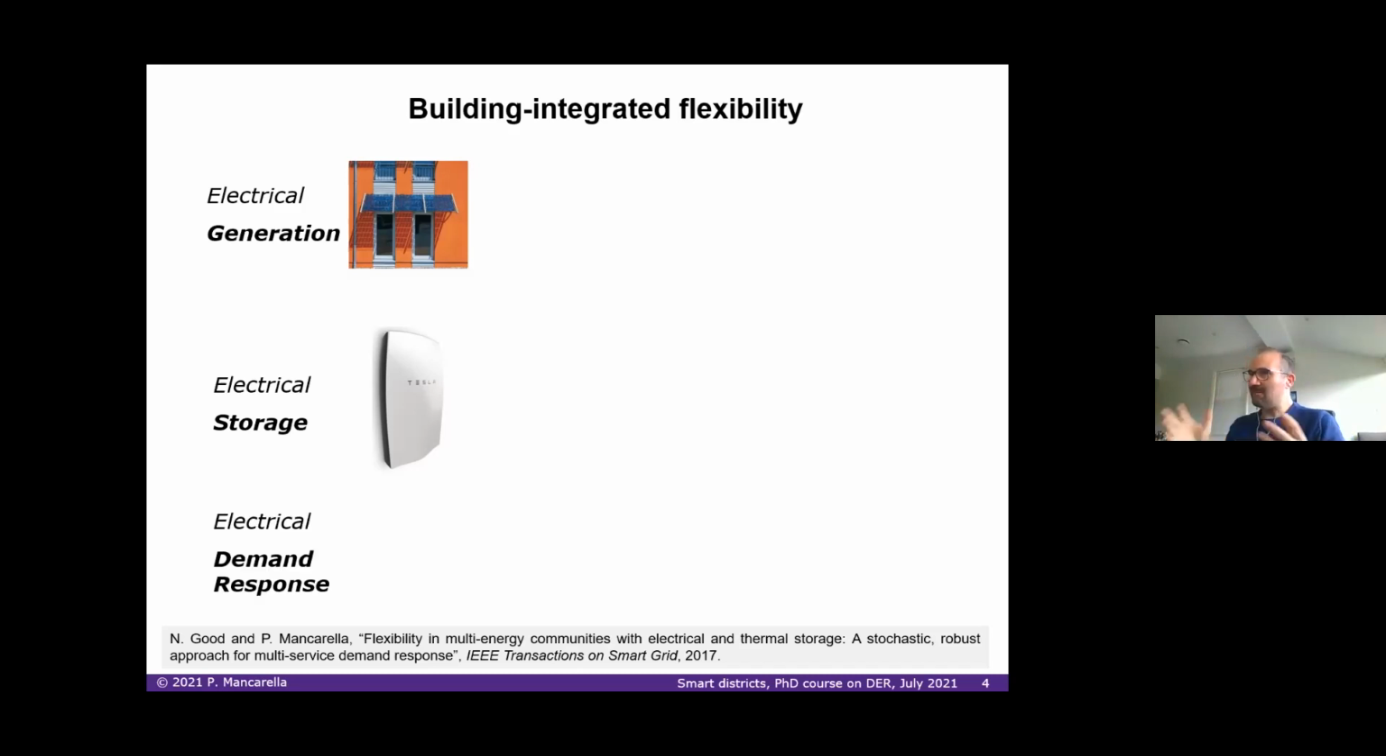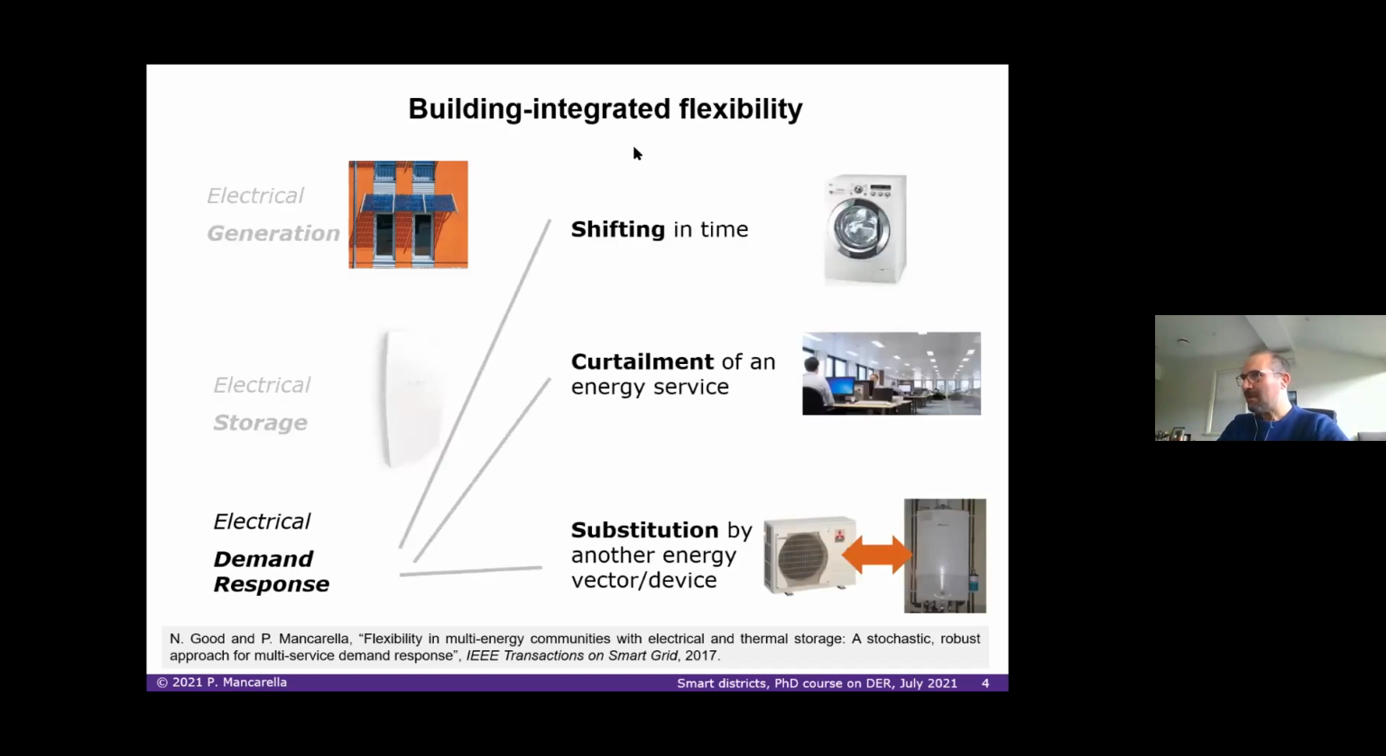Then, of course, what we haven't shown too much is the flexibility on the demand side, looking at the electricity load. And there are different ways of doing it. For example, you can shift dishwashers and washing machines in time.